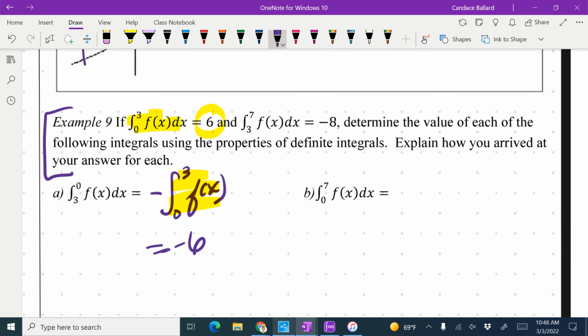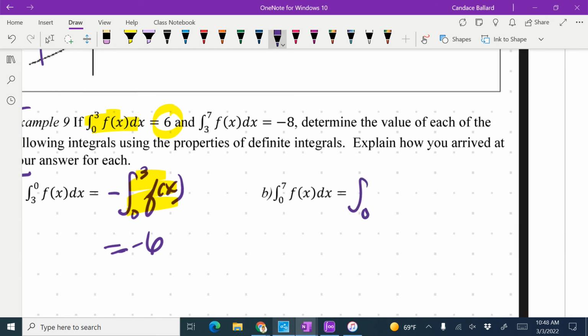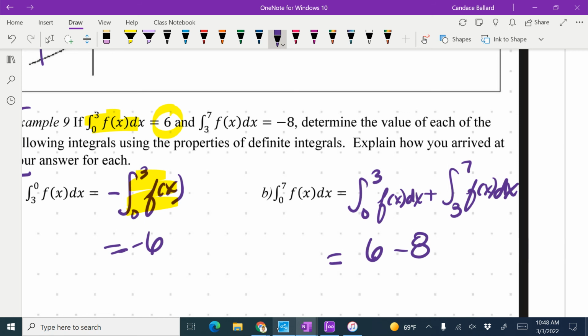All right. All I know is I've got something from 0 to 3 and I've got something from 3 to 7. Okay, they want me to go all the way from 0 to 7. But remember we said we could split it up somewhere. That was one of our properties. So I know that if I go from 0 to 3 and I add that to 3 to 7, it should be the same thing as going from 0 to 7. So all I'm going to do on this one is take the values of the two integrals and add them together. So we've got 6 for the first one, and then we're substituting in negative 8 for the second one. So overall, we get negative 2.